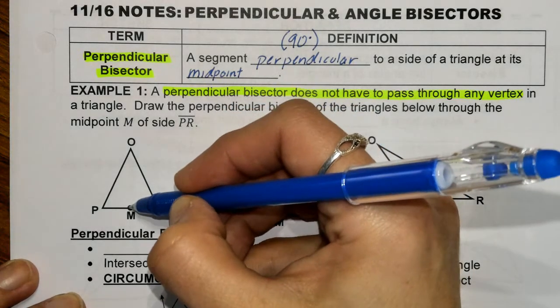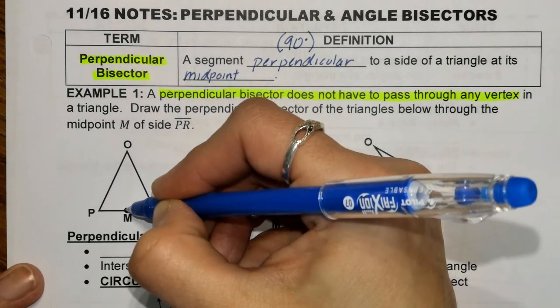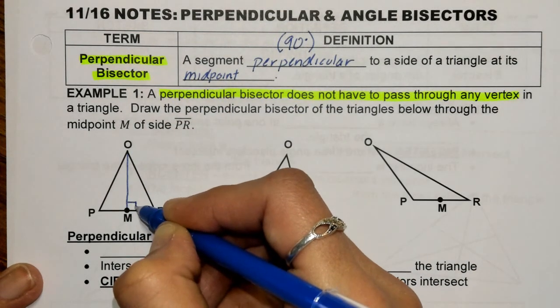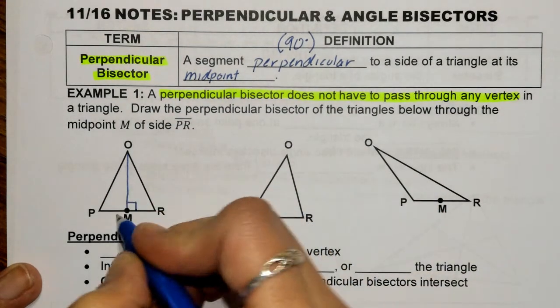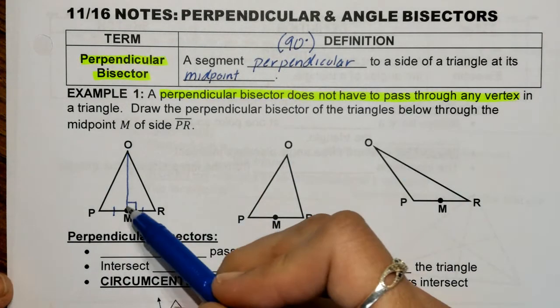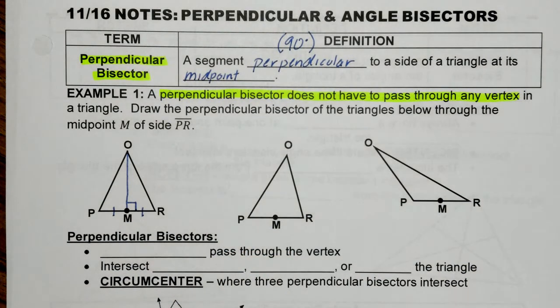So we start first, instead of starting at the vertex and going 90 degrees like we did with altitude, we're not necessarily going to go in the vertex. So we have to start at the midpoint, and we need to go straight up so that we can form our perpendicular 90-degree angle, perpendicular bisector. So that's where your two things come in. So you have your perpendicular 90-degree angles and your midpoint creating two congruent segments, cutting that side in half.